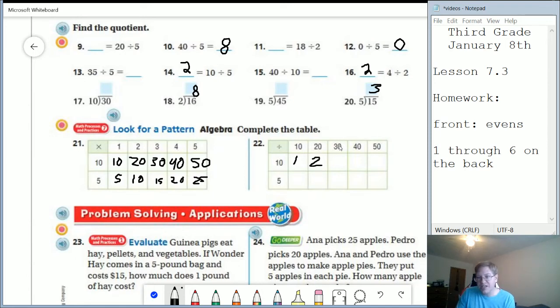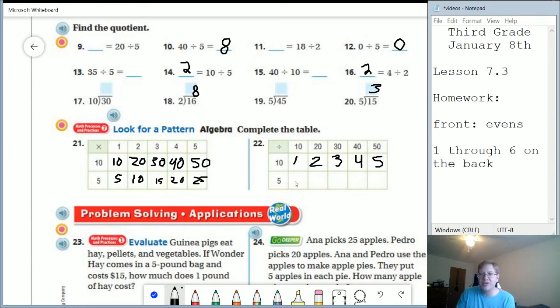To get to 30, we would count by tens 3 times. To get to 40, we would do that 4 times. And then the last one would be 5 times. So think about how many times we're going to count by 5 to get to 10. And then we're going to be figuring that out for all 5 of these. So pause the video if you need to.